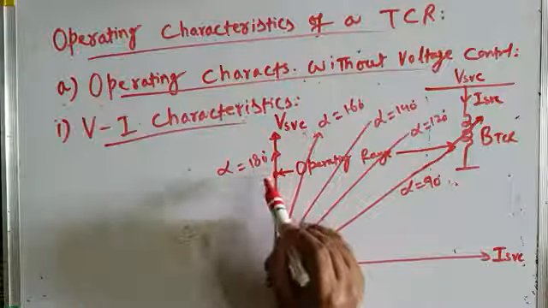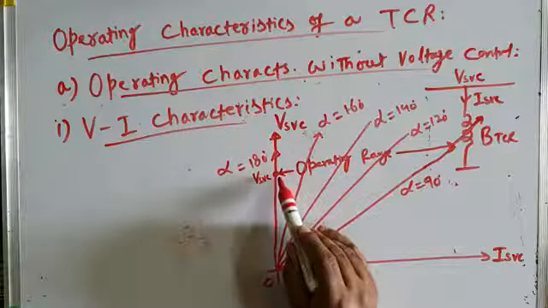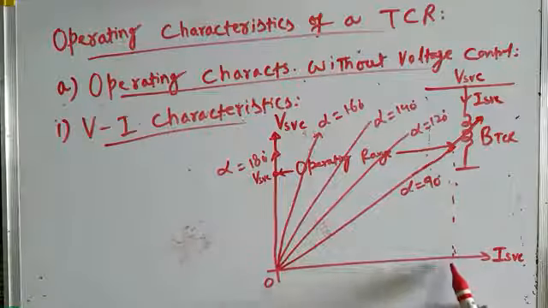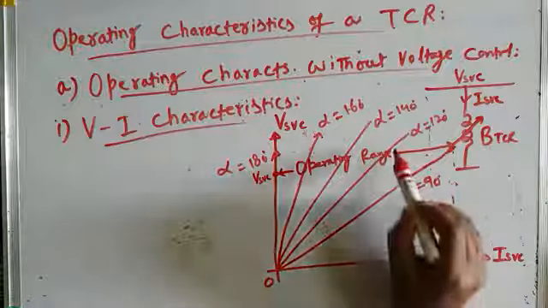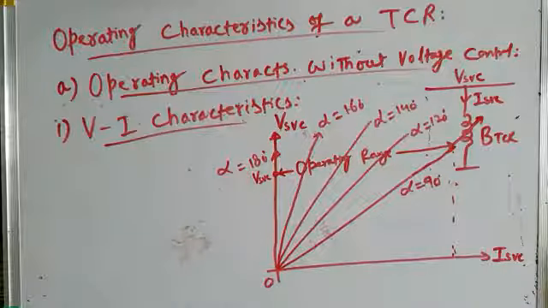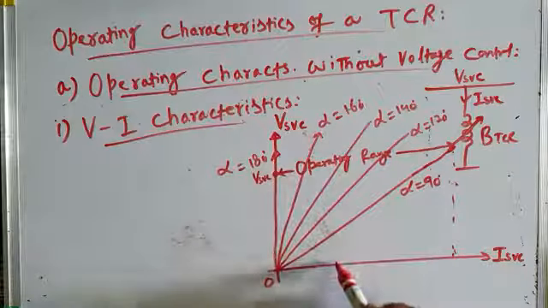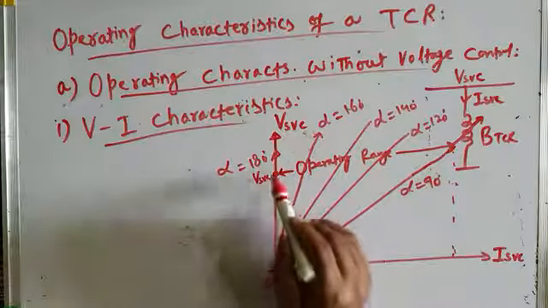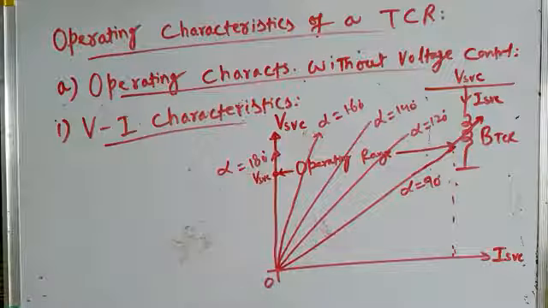You can see for this SVC voltage, for alpha equal to 90 degrees, the TCR draws the highest current. For alpha equal to 120 degrees, it intersects this characteristic here, and the current drawn will be less. For alpha equal to 140 degrees, the current drawn will be still less. For alpha equal to 160 degrees, still less current is drawn. And for alpha equal to 180 degrees, no current is drawn by TCR, because no SCR fires, and TCR remains in the off state, so it does not draw any current.